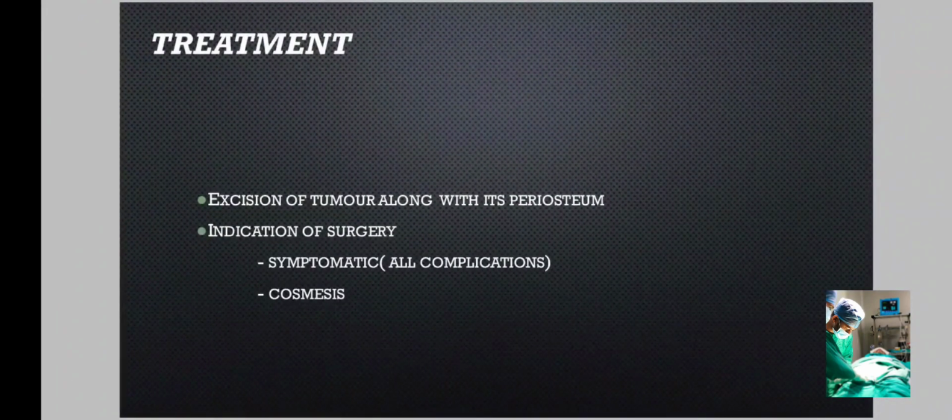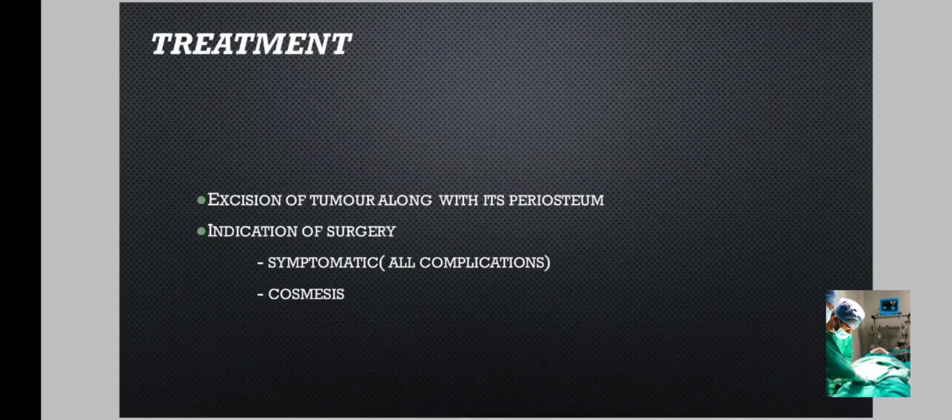Now coming to the treatment part. You have to excise the tumor along with its periosteum. You cannot leave behind the periosteum. What are the indications of surgery? These are when the osteochondroma is associated with symptoms like pain and all the complications, and sometimes when there are cosmetic problems.